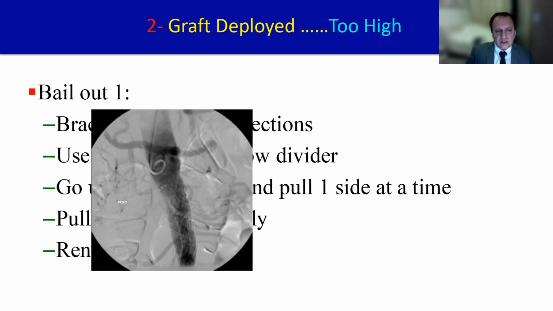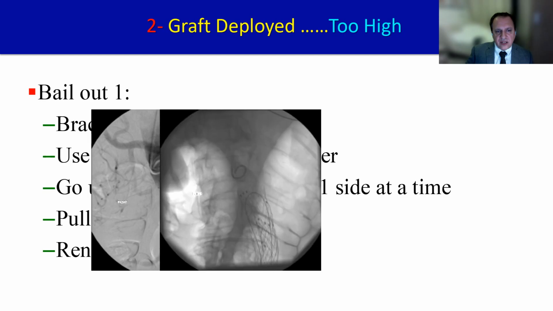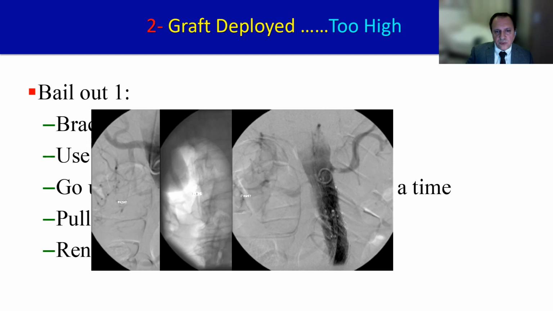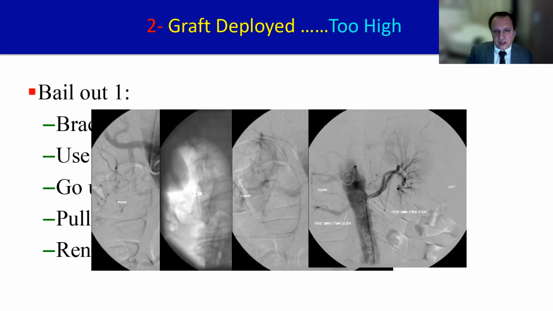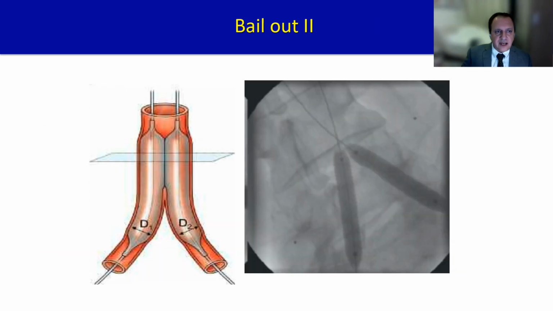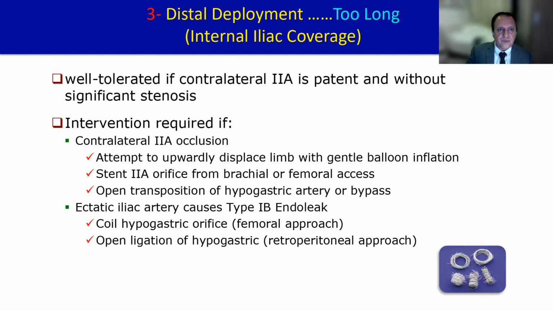Like you can see here, the renal is being covered, so you go up and over the wire, through and through from right to the left femoral artery, and you pull it down very slowly and gently until you see the artery, and then you go there and you put a stent. The other way, or bailout two, is to put two balloons in the iliac limb and try to pull the device slowly down until you see the renal artery. And again, you have to be very careful with this maneuver.